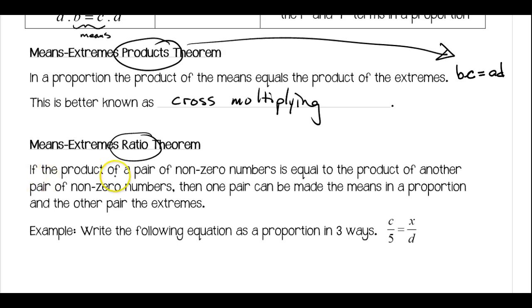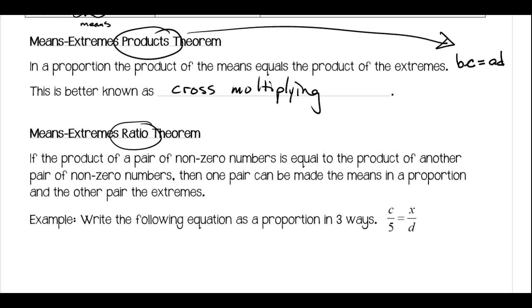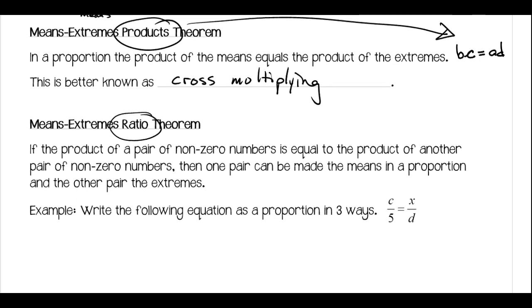For this one, it says if the product of a pair of non-zero numbers is equal to the product of another pair of non-zero numbers, then one pair can be made the means in a proportion and the other pair the extremes. So we're kind of going backwards from cross multiplying.